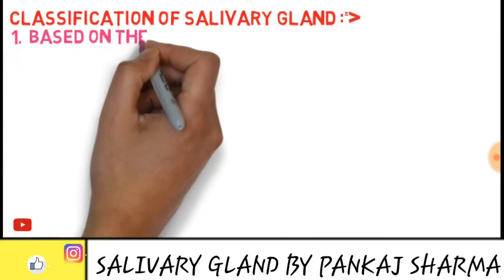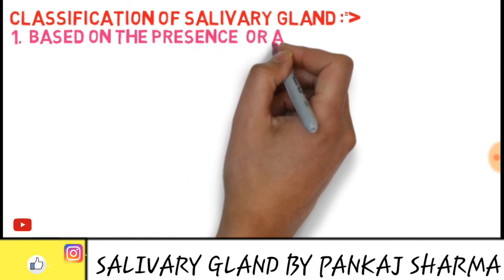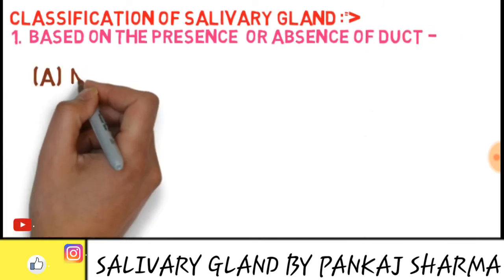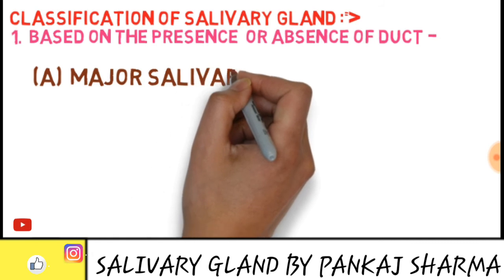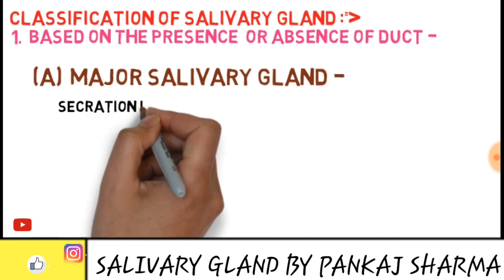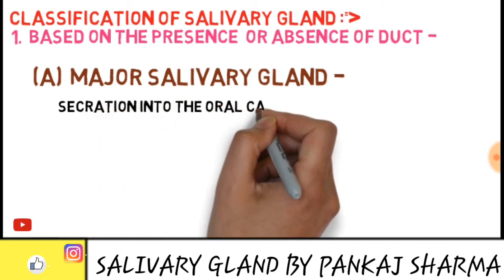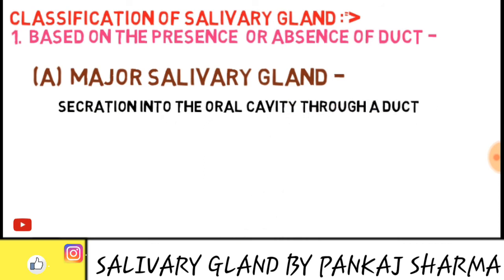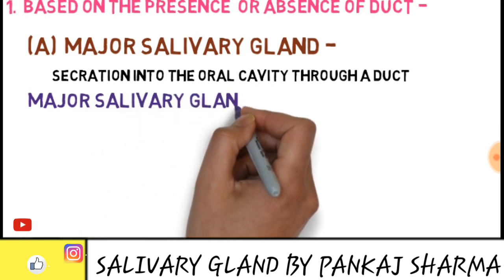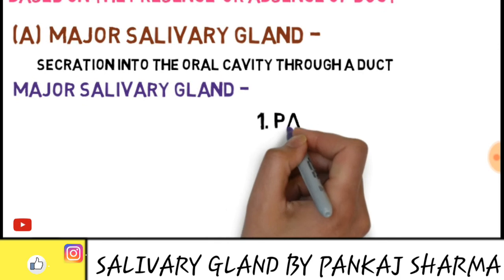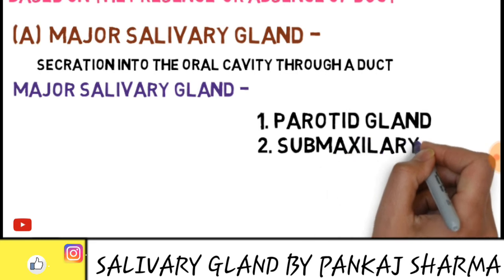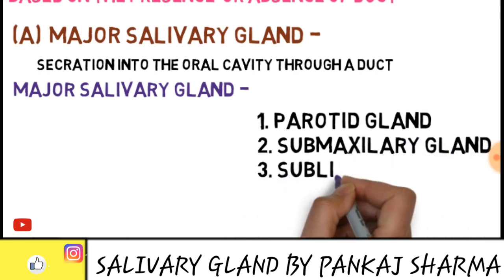First, based on the presence or absence of duct. First one is major salivary gland. Under that, secretion into the oral cavity through a duct. Major salivary gland: First, parotid gland. Second, submaxillary gland. Third, sublingual gland.